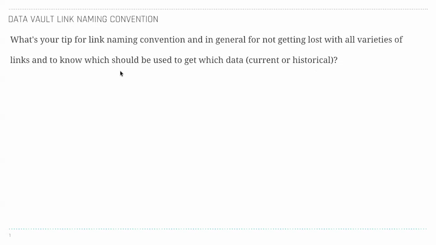And which should be used to get which data, current or historical? Okay, so this was the second part here. So which link should be used to get which data, current or historical? First of all, any entity in Data Vault is providing you historical data. Maybe not standalone, but in combination with an effectivity satellite, for example. So if you have changing relationships between customers and stores, maybe you have a preferred store for a customer or something, right? Which I would then call a preferred store link.